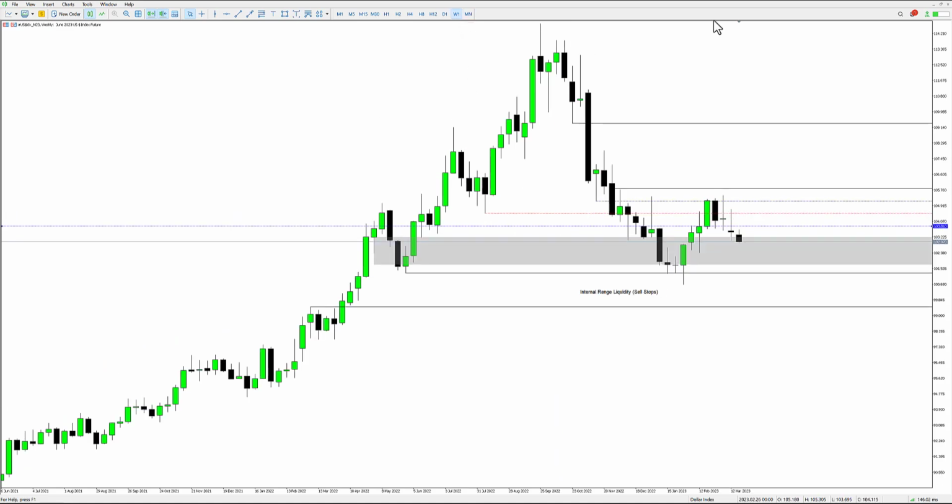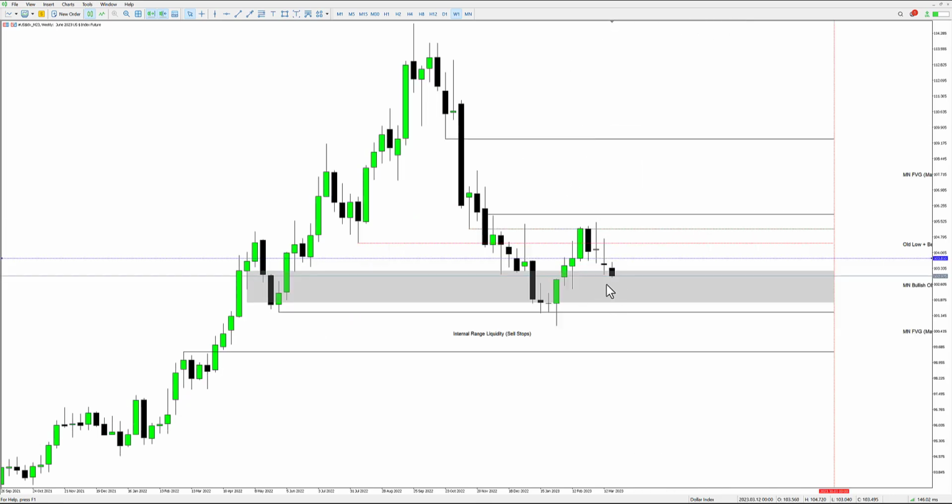Now, when we go to the weekly, we still have the same levels highlighted, but there's one thing that I would like to illustrate, guys. You see this series of green candles here? These bullish candles, 4 weeks of dollar bulls, they weren't that convincing in terms of price expansion to the upside. These bulls were not that convincing.